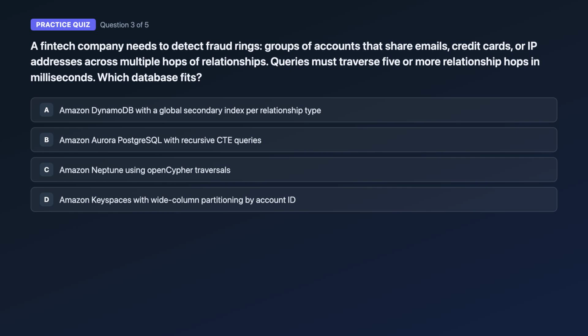C, Amazon Neptune using openCypher traversals? Or D, Amazon Keyspaces with wide column partitioning by account ID? Take a moment to think about it.